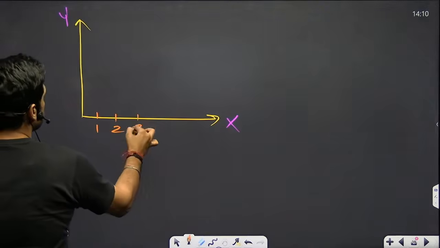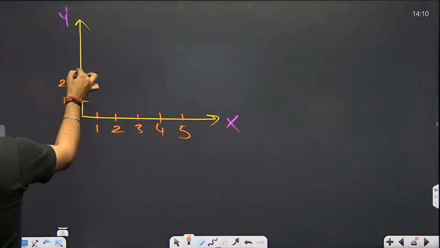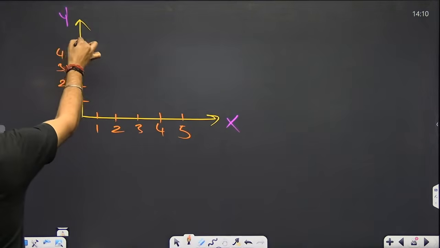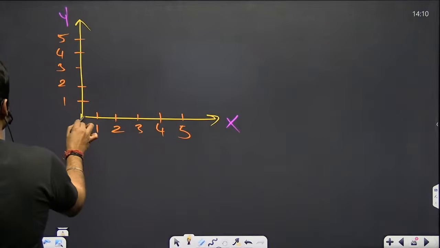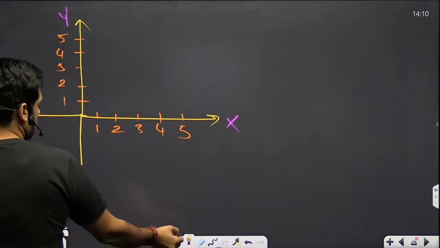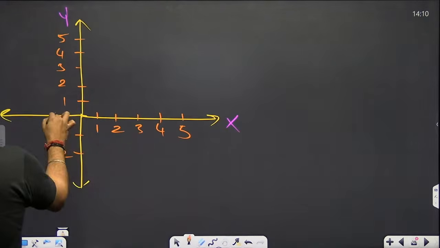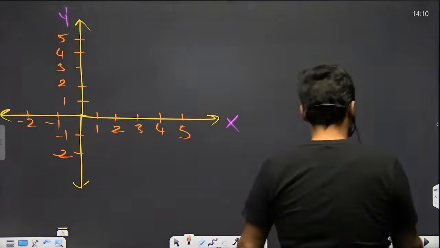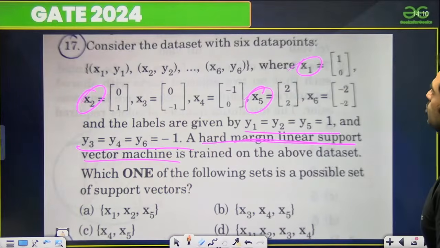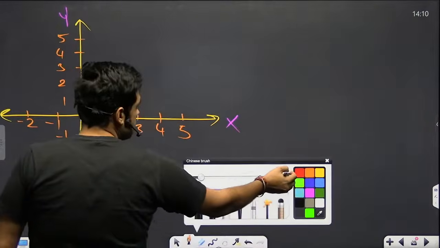So I'll first complete this graph. Then we have 1, 2, 3, 4, 5 on this side, and on this side -1, -2. Now I would make x1, x2 and x5. So (1, 0), (0, 1). I'll just draw this with red color.